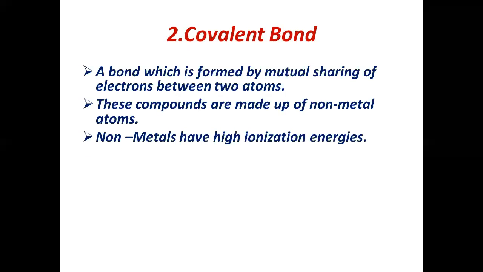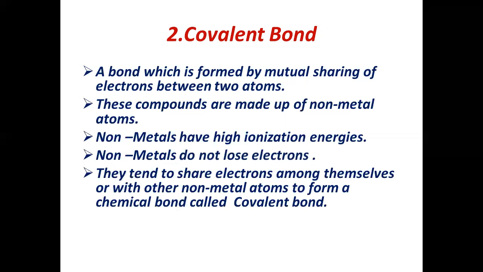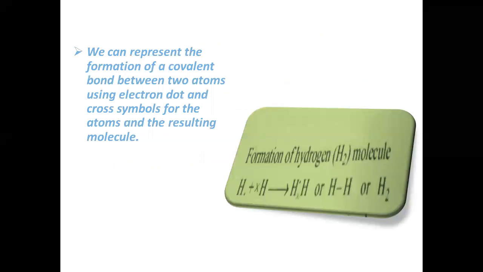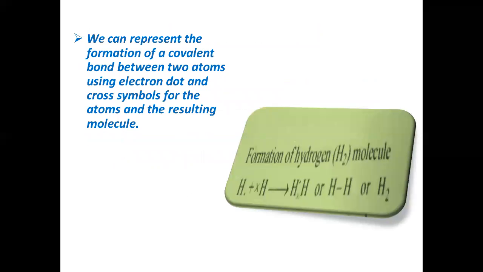Non-metals have high ionization energy, so non-metals do not lose electrons, they always gain electrons. So they will gain electrons to form a chemical bond which is called a covalent bond. Covalent bond is also known as molecular bond. We can represent the formation of a covalent bond between two atoms by using electron dot and cross structure for the atoms and the resulting molecule.